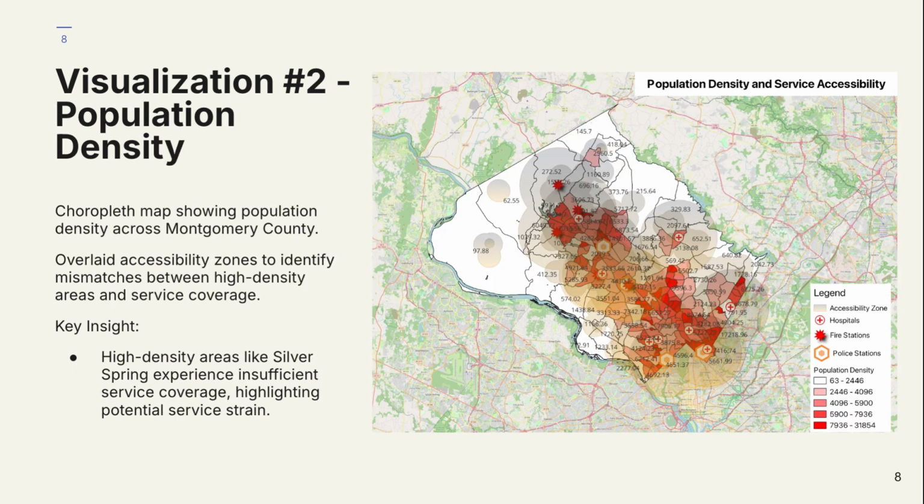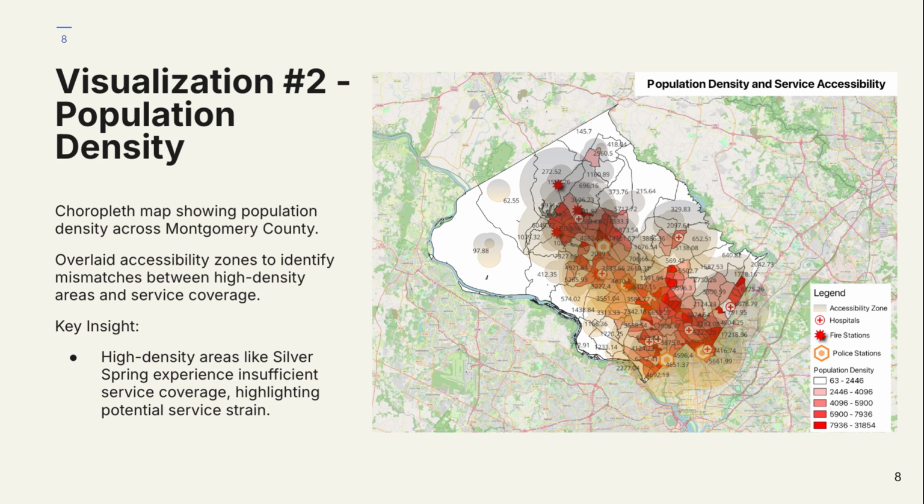Now let's look at the population density map. The different shades represent the density of the population, with darker areas indicating higher population concentrations. When overlaid with the accessibility zones, we can see that areas with higher population density, such as parts of Silver Spring, have insufficient service coverage.